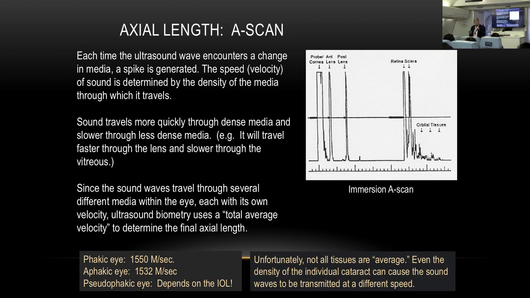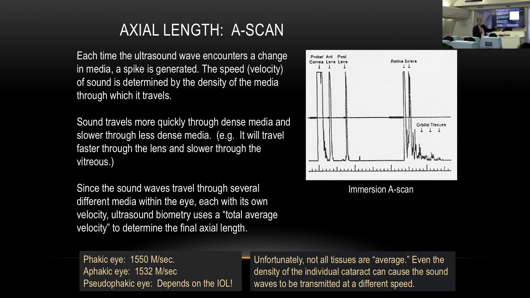But it turns out it's not too bad, because the tissue that makes up cornea and the tissue that makes up lens is pretty similar. They have a pretty similar sound velocity. And the sound velocity between aqueous compared to vitreous is also almost the same. So what the biometry machines do is they take a total average velocity to determine the final axial length. And so that's why it's very important to look at the settings on your machine before you start out and to pay attention to them.